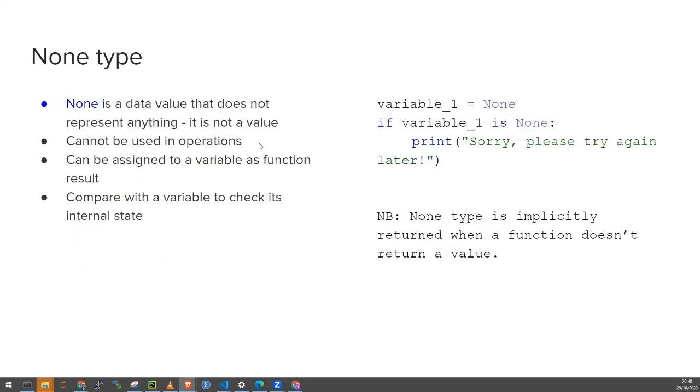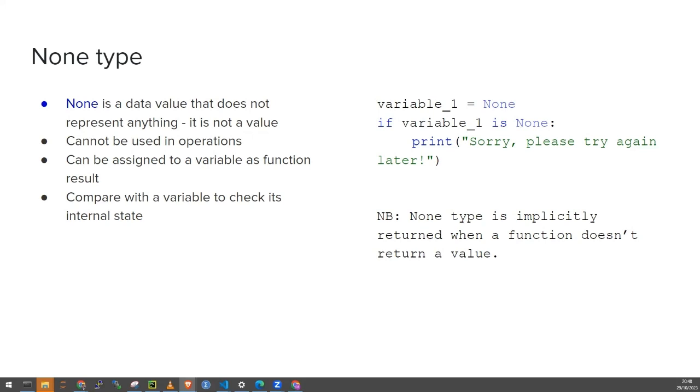And then we have the NoneType, which is a special type of data value that doesn't represent anything. It is not a value and cannot be used in operations. You can assign it to a variable as a function result, or sometimes you can even assign it as a keyword parameter, right? And then from there you can do some manipulations with it, right?